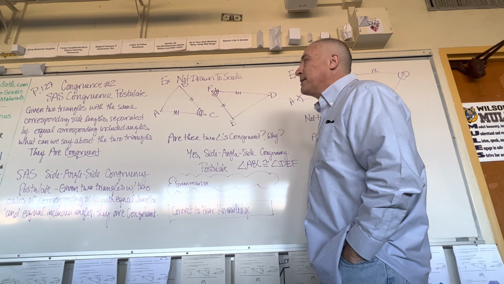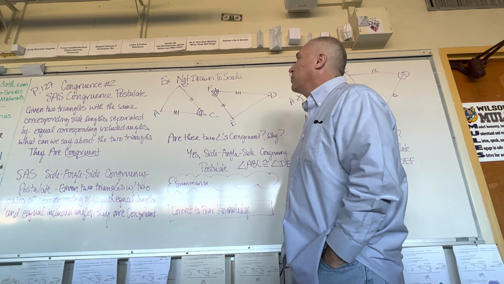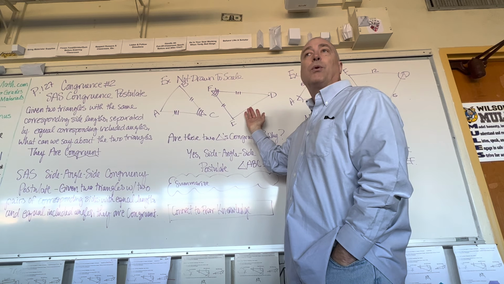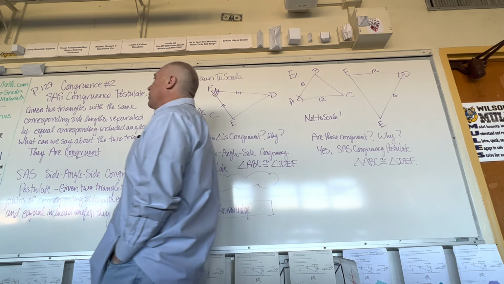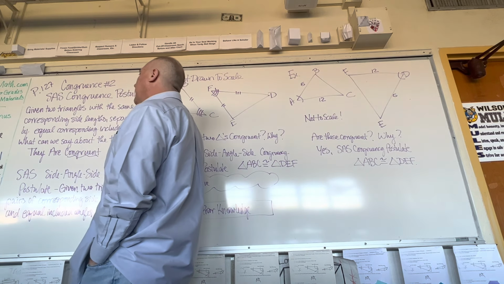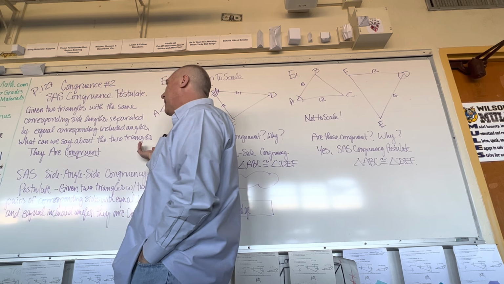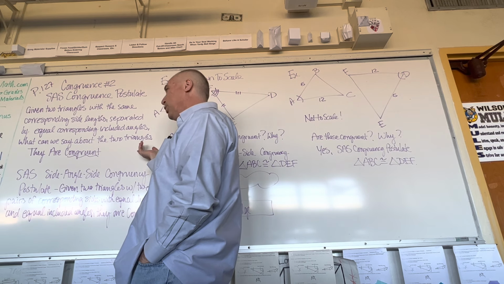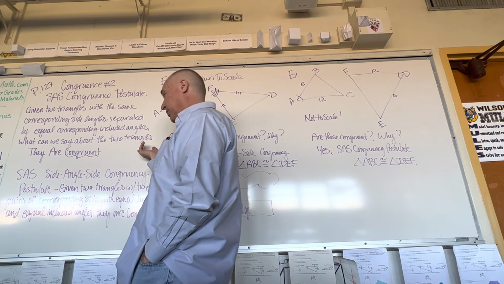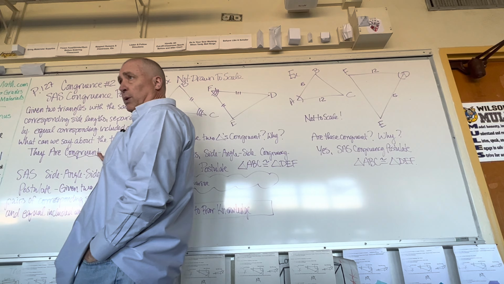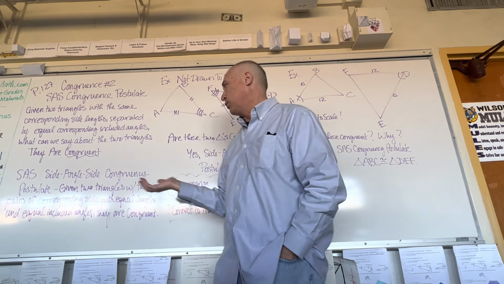Okay, with all that said, you're going to use Schoology to start to interact with the vocabulary and try to ask yourself, are these 2 triangles congruent? In this case, for this lesson. All right, so here's the setup question. Given 2 triangles with the same corresponding side lengths, separated by equal corresponding included angles, what can we say about the 2 triangles? We're going to be able to say they are congruent or they're not congruent. They are the same or they're not the same. That's what we're trying to say.